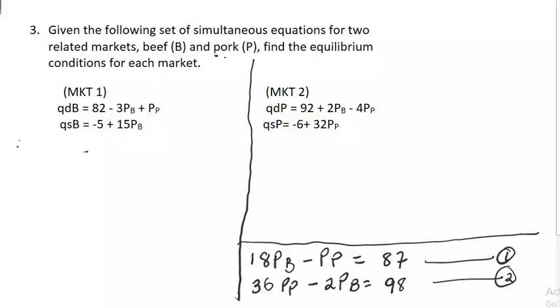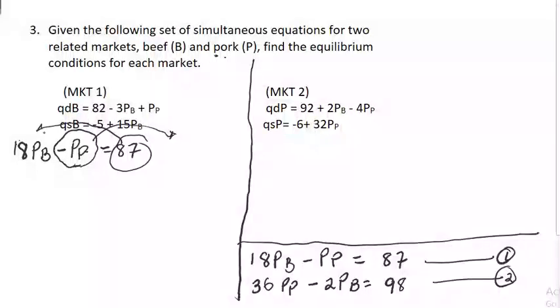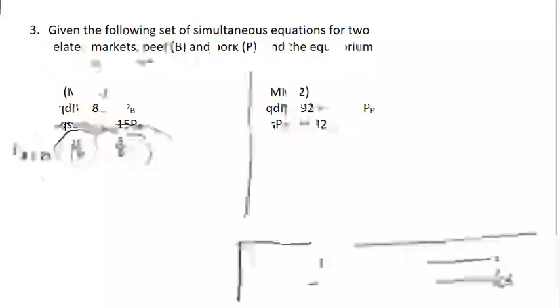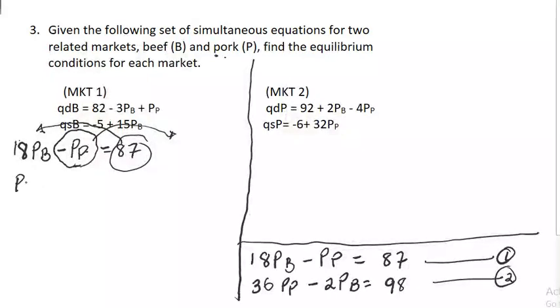From equation 1 here, we have 18 pb minus pp equals 87. So I'm going to make pp the subject of the formula. But this pp is carrying a negative sign. I'm going to move this minus pp to the right so that the negative sign can go, and move 87 to the left so that pp can be the subject of the formula. Once minus pp crosses this equals sign, the negative sign will go, it becomes pp.